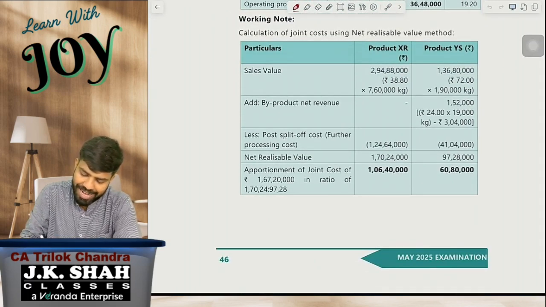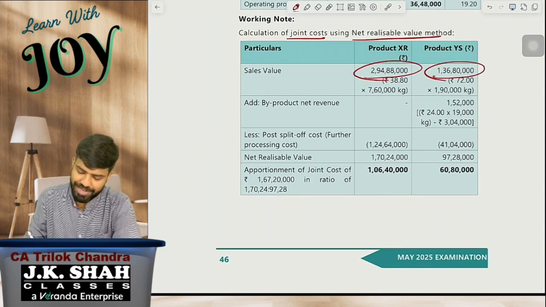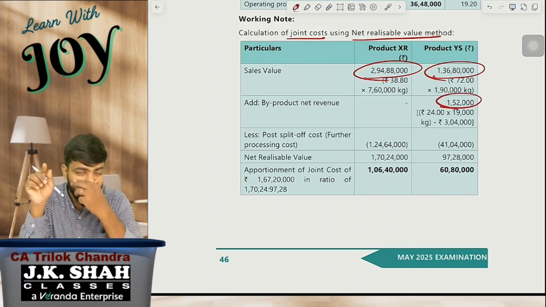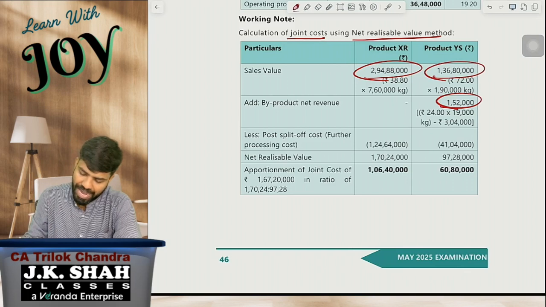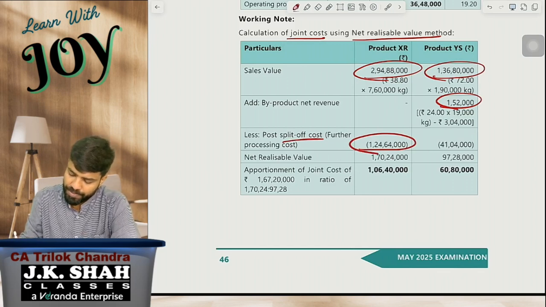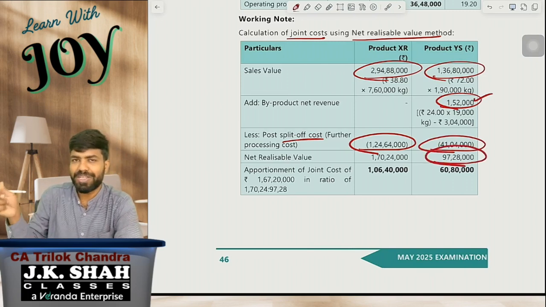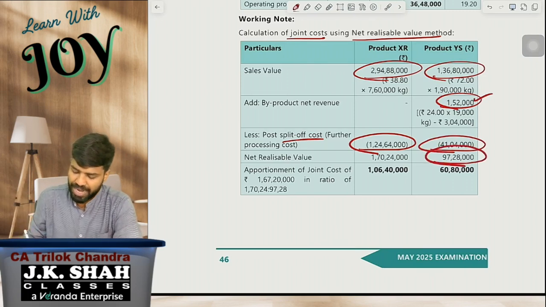Working notes. Calculation of joint cost using the net realizable value method. First, sale value 2 crore 94 lakh 88,000 and 1 crore 36 lakh 80,000. Add byproduct net revenue 1,52,000. In our picture, I clearly showed how we get 1,52,000. Then less the post split off cost, 1 crore 24 lakh 64,000 and 41 lakh 4,000. Here they have taken the net amount. If you take the net amount here, it is 97 lakh 28,000. In my picture I showed that 97 lakh 28,000 and the net realizable value is 1 crore 70 lakh 24,000.